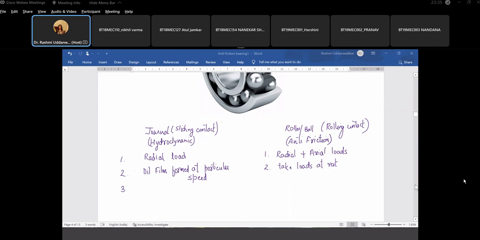More friction in journal bearing. Yeah, so that friction is reduced only with oil. So we can say that the friction is more if there is no oil. Or we can as well say continuous lubrication is required to minimize the friction. Continuous lubrication is required to reduce friction.